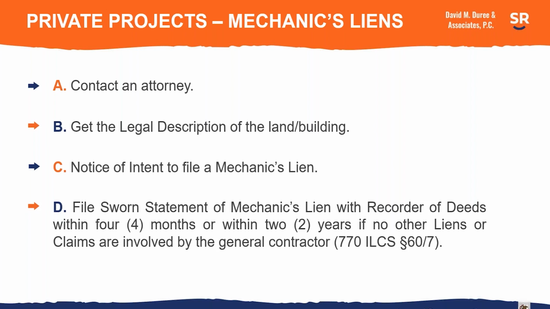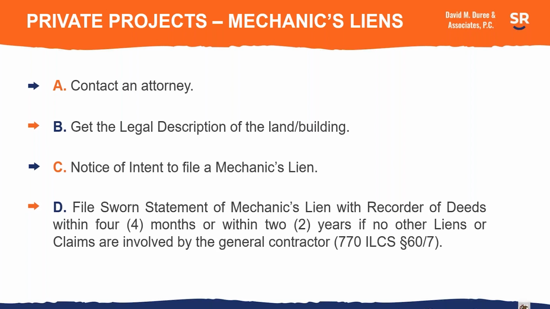On private projects, you need to get a legal description. Normally that would be handled by contacting an attorney who would get a legal description of the land where the building is located, which is needed for the mechanic's lien. Then you need to file a notice of intent to file a mechanic's lien within 90 days. And you have 4 months within which to either file a sworn statement of a mechanic's lien with the recorder of deeds, or file a lawsuit to enforce your mechanic's lien claim.